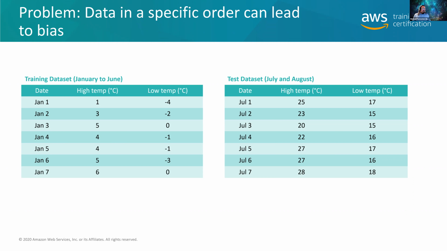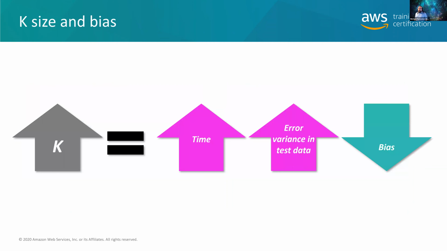Specific order leads to bias. Okay, so by the way, we're talking about K, which is the number of folds that we have in our data. You can train the model more times, effectively using all the training data. A larger K definitely means more time and more variation in the test error that you get for every subset of the data, because the size of the data is going to keep getting smaller.